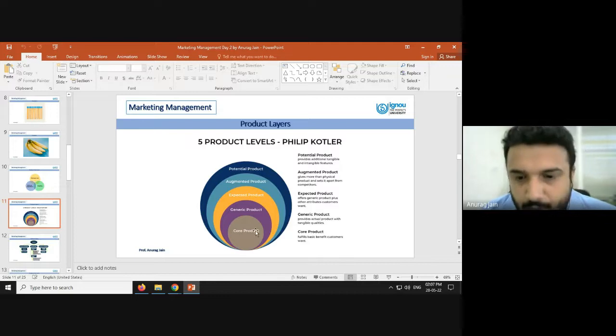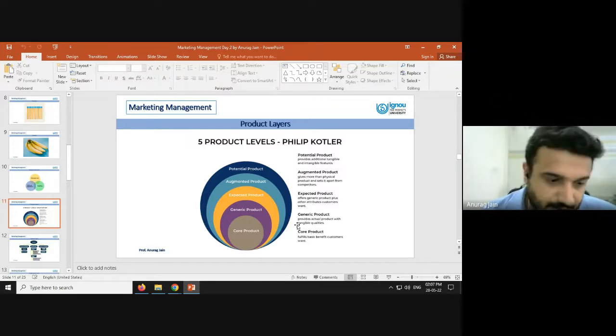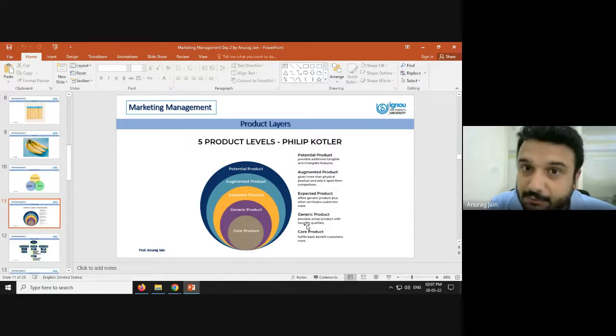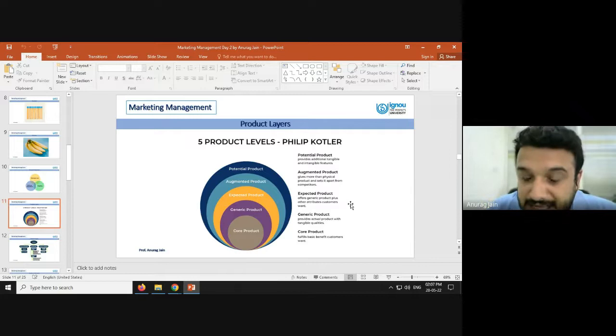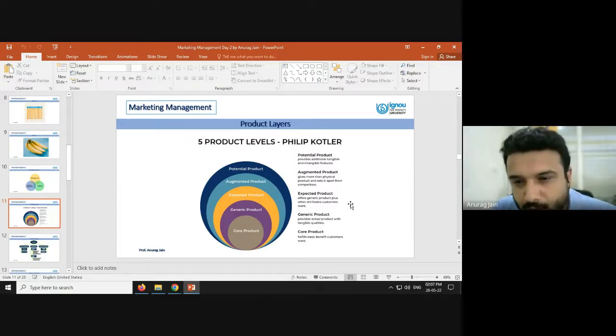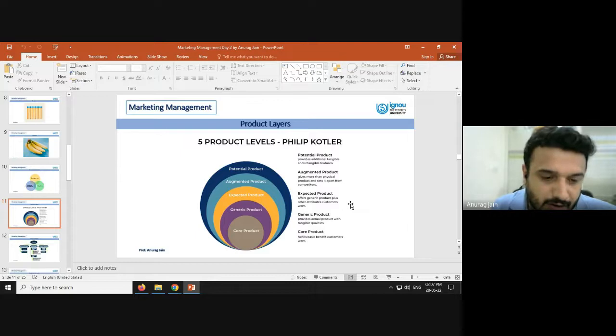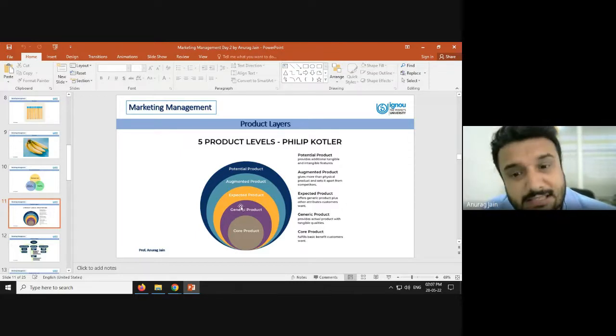So what is the core product here? A communication device. The basic purpose of a mobile phone is to enable a person to communicate. It can be verbal communication, or it can be through text. What is the generic product? There are some tangible qualities associated with the mobile phone, like the look of the mobile phone, the battery, the durability of the battery, or maybe the user interface which you are getting. So this is what is known as the generic product.